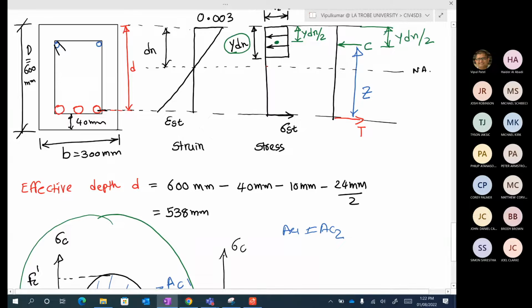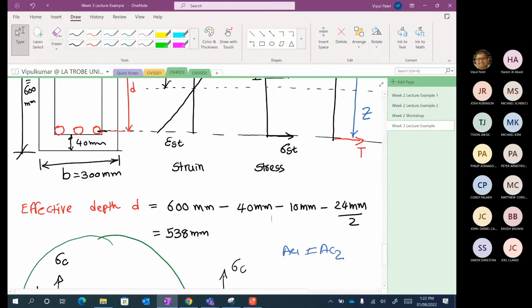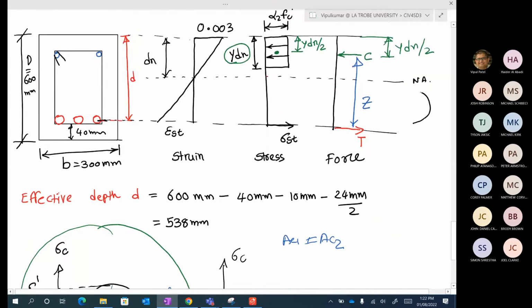I hope you understand everything. The strain, stress to force, and finally the moment, Mu, that would be, let's say, T times z or C times z, like force times lever arm. So I hope you understand the transition: cross section to strain, to stress, to force, to moments. That's the general philosophy that we want to follow: strain to stress, stress to force, force to moments. So I hope it is clear to you now.